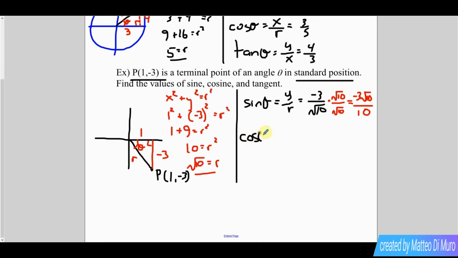So let's do cos theta. Again, cos theta is x over r. The x value that was given is 1, and we found that r was the square root of 10. And tan theta, I'm not even going to rationalize that. I don't care, they didn't ask. Tan theta is y over x, so that one is going to be negative 3 over 1. We'll clean it up, and you get negative 3.